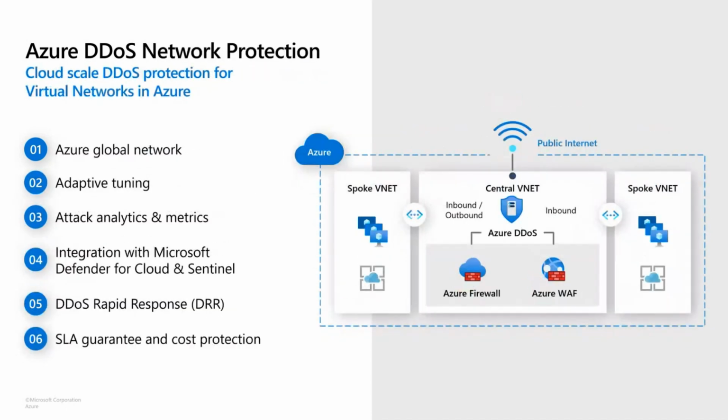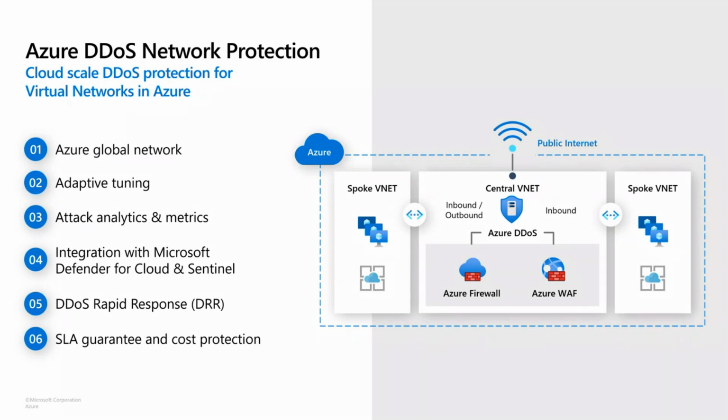So we actually have two SKUs of DDoS protection. And then there is, by default, DDoS infrastructure protection that is always on, right? The goal is to keep Azure up and running, to protect Azure environments and Azure regions from these kinds of large attacks.